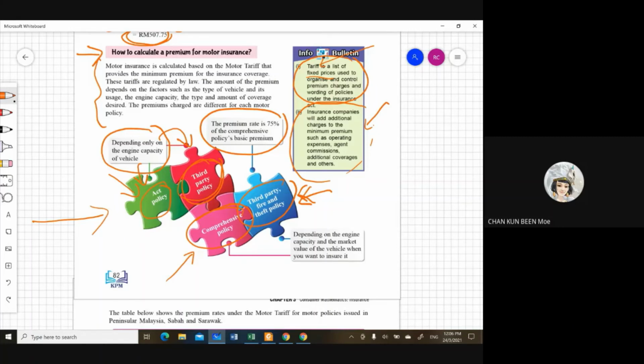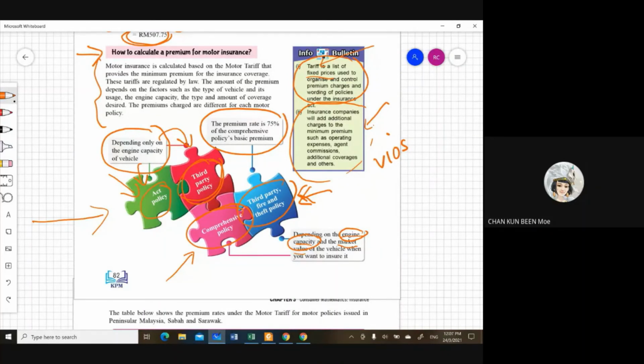So it depends on the engine capacity and the market value of the vehicle when you want to insure it. Do you understand the meaning of engine capacity? For example, my car, I'm using a Vios.